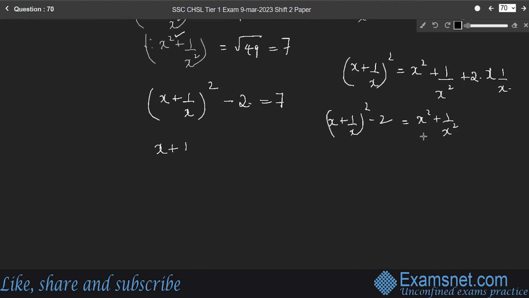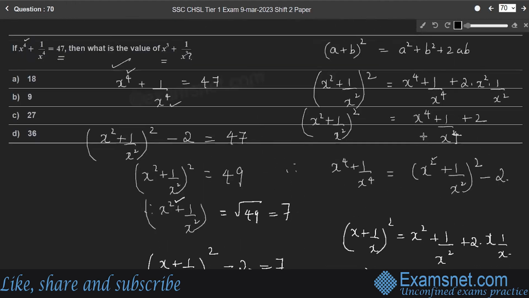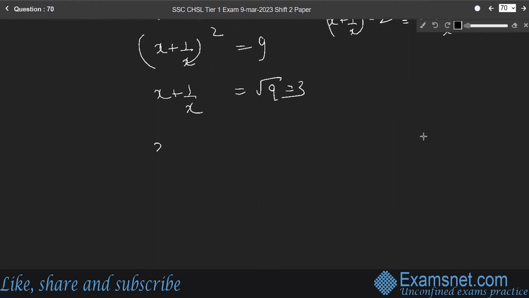Therefore, x plus 1 by x, the whole square is 9. So x plus 1 by x is equal to root of 9, which is 3. Here, the question is the value of x cube plus 1 by x cube. For that, we'll take x plus 1 by x, the whole cube.